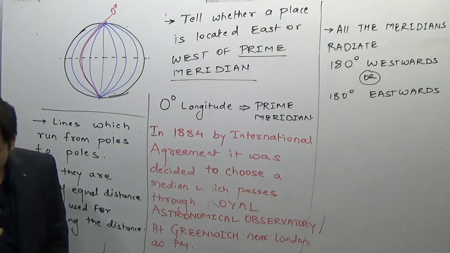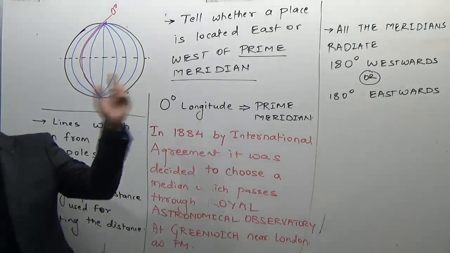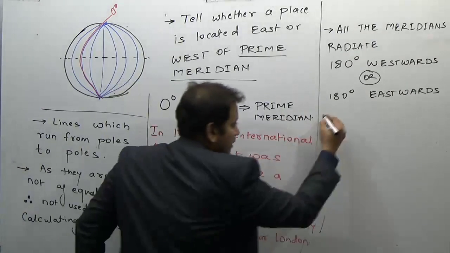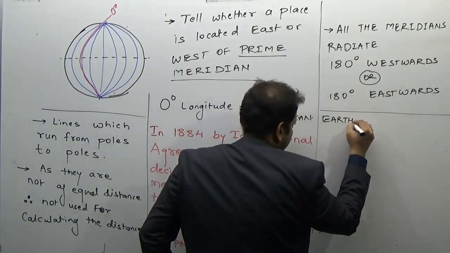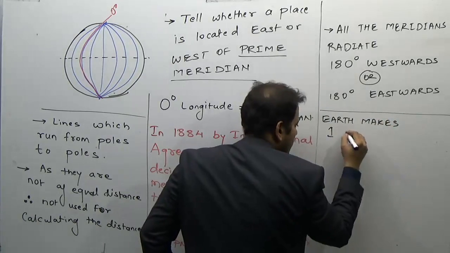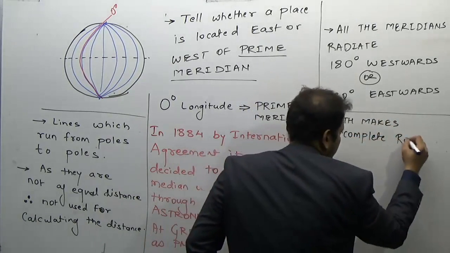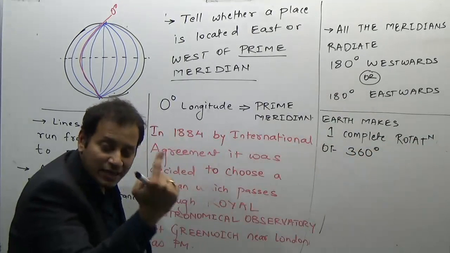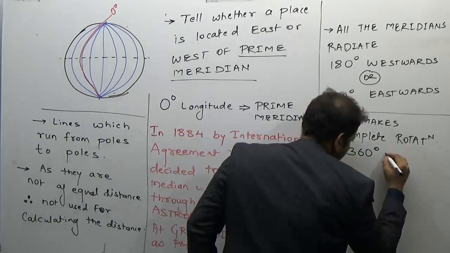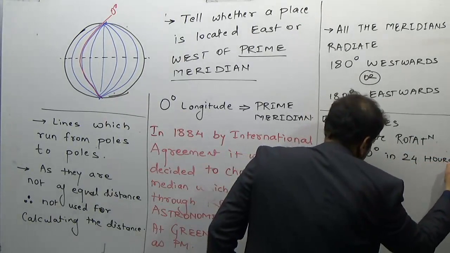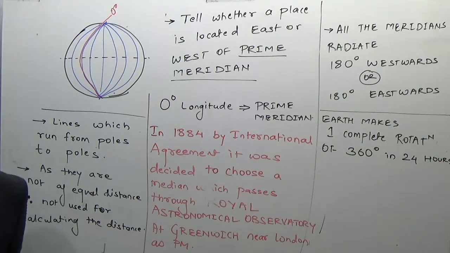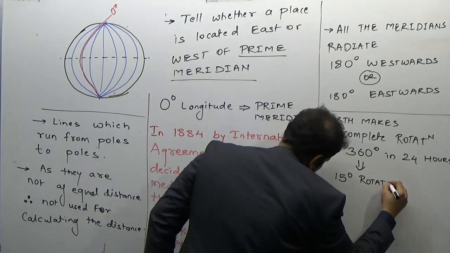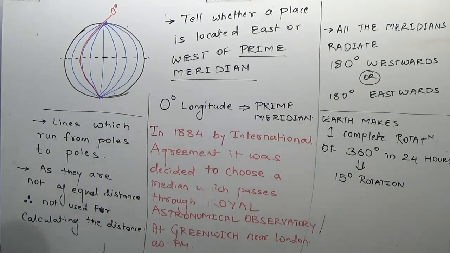Now the Earth makes one complete rotation. How many degrees is one complete rotation? 360 degrees. How much time does it take? What is the length of a day and night? One complete rotation means 24 hours. In 24 hours, it completes 360 degrees, which means it completes 15 degrees of rotation in 1 hour.